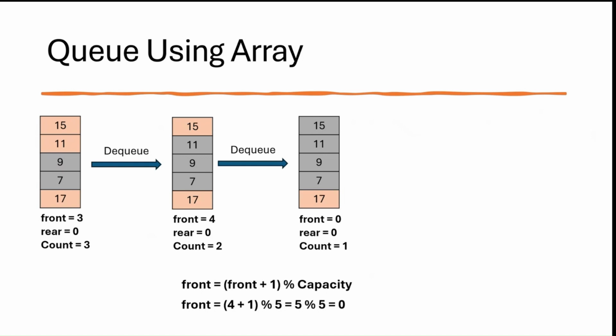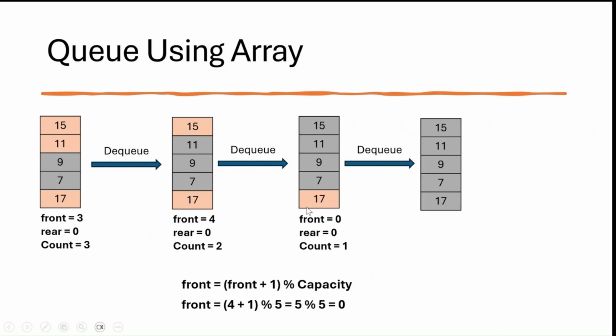Now the number of elements is decremented, right, after DQ. So now when we try to DQ, it will DQ 17, basically the element where front is pointing. So it deleted that item properly, right? So we saw how the front also came from the end to the beginning, right? So now count is 0, it means the queue is empty, so no more DQ is allowed.